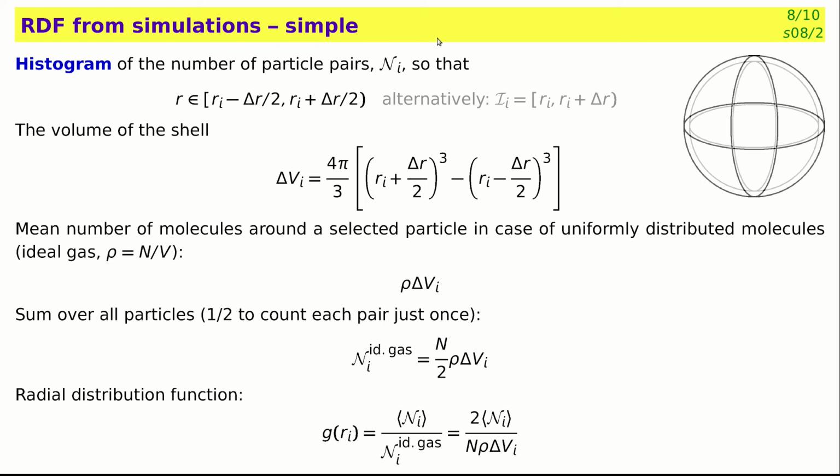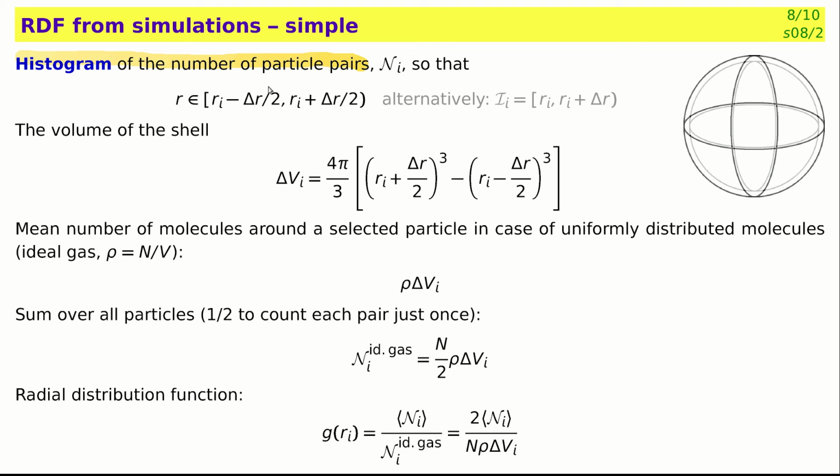In simulation, the calculation is simple because I know the positions of all particles. I will explain the principle for a simple fluid, just one type of particle for simplicity. Usually this radial distribution function is calculated using a histogram of the number of particle pairs which are at a certain distance.